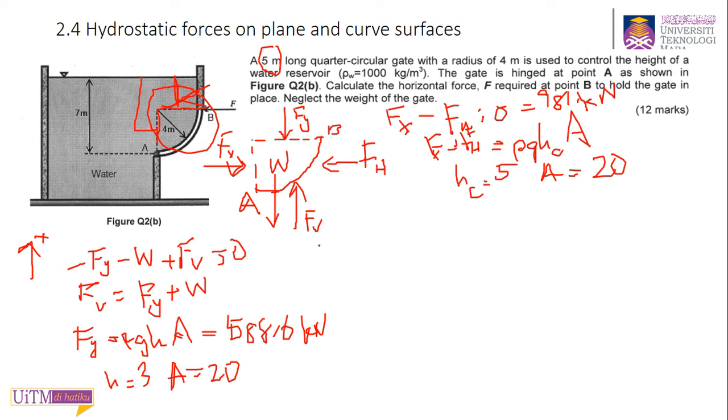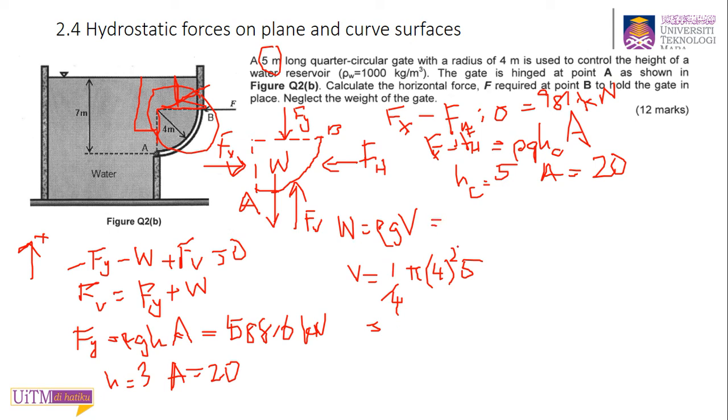W, Amirul? W equals to rho GV. So sebabkan liquid tu dekat atas, so tak payah nak tolak. Kita terus cari untuk tu, so V equals to 1 over 4 pi R square. R dia 4, lepas tu kuasa 2, lepas tu darab 5. Okay, well done. So V is equal to berapa lah. So W berapa?